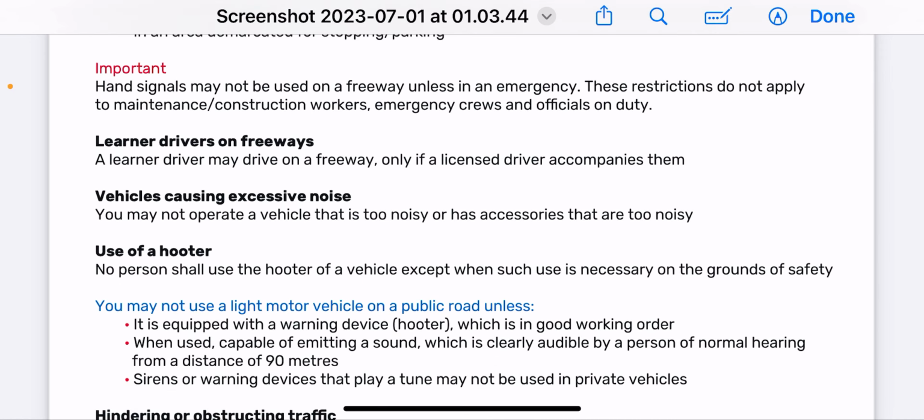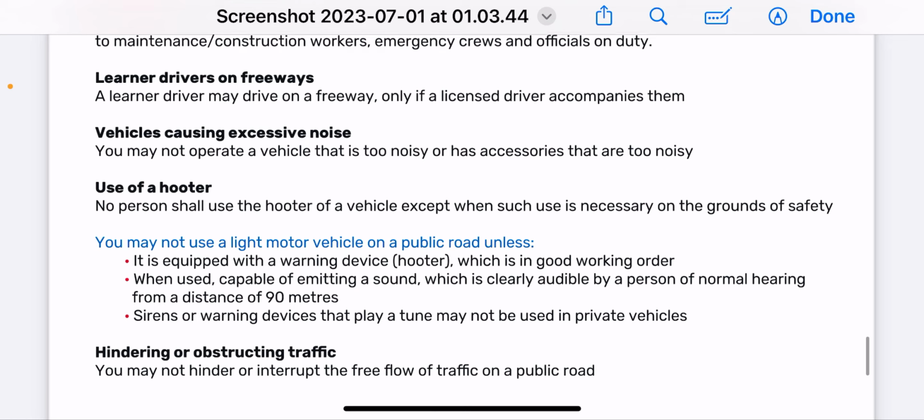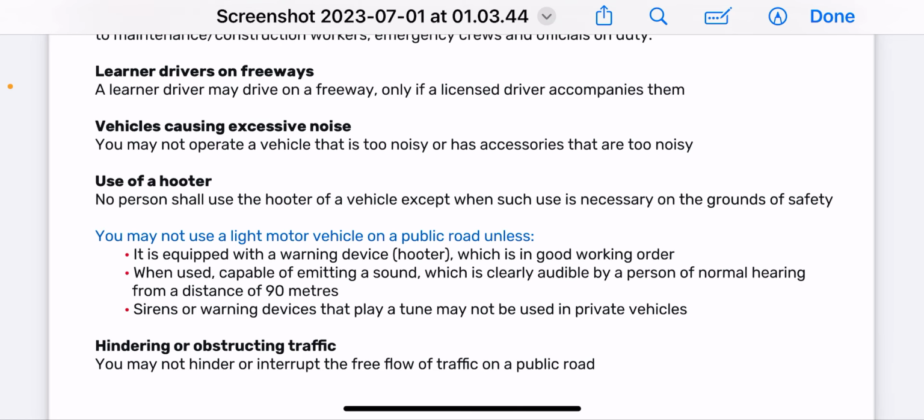Then important, hand signals may not be used on the freeway. You may use them only in an emergency. These restrictions, though, do not apply to maintenance, construction workers, emergency crew, and officials on duty. And the good thing is that a learner driver may drive on a freeway only if a licensed driver accompanies them.